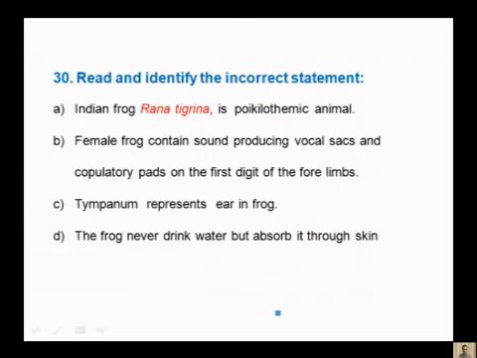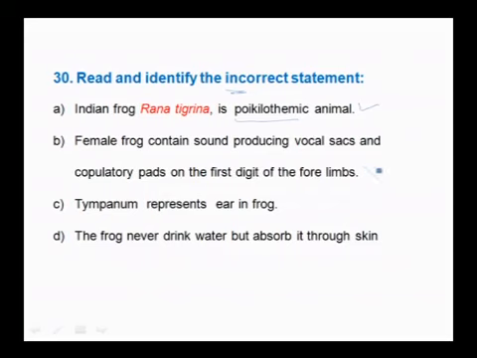Read and identify the incorrect statement. Look at this. We need to identify the incorrect statement among these. Indian frog, Rana tigrina, is a poikilothermic animal. Poikilothermic animals are the cold-blooded animals which cannot change their body temperature according to their environment. This is correct. Female frog contains sound producing vocal sac and copulatory pads on the first digit of the forelimb.